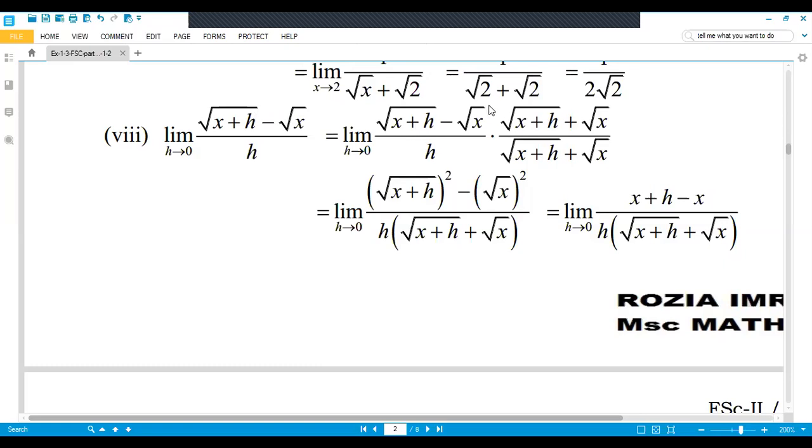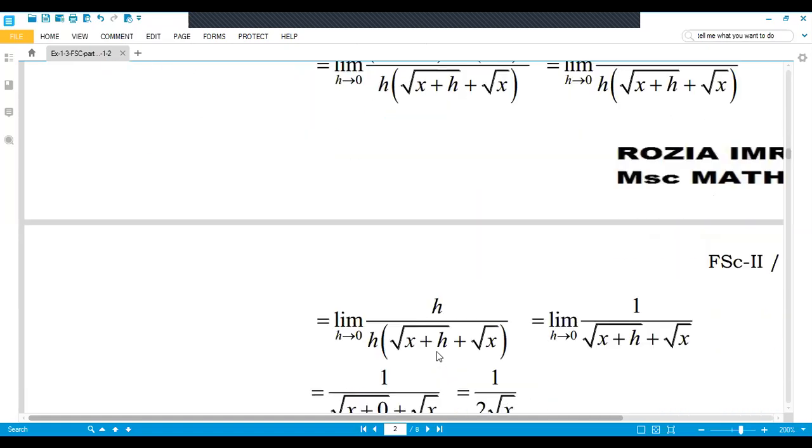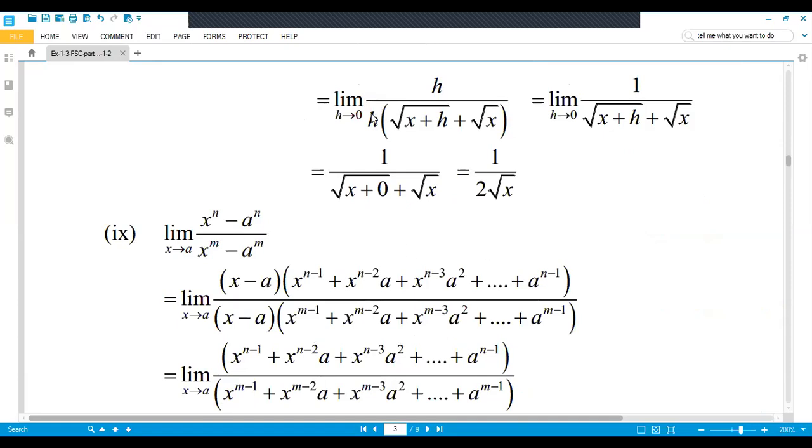Now again this is a minus b, a plus b. So a square means the first term square, minus b square, the second term square, and in the denominator you multiply simply h into this bracket. Now square and square root cancel, you get x plus h, and square and square root cancel, minus x. Minus x plus x cancel, and in the numerator you get h, and in the denominator h divided by under root x plus h plus under root x. Now this h and the numerator h cancel with each other, you get limit h approaches to 0, 1 divided by under root x plus h plus under root x.